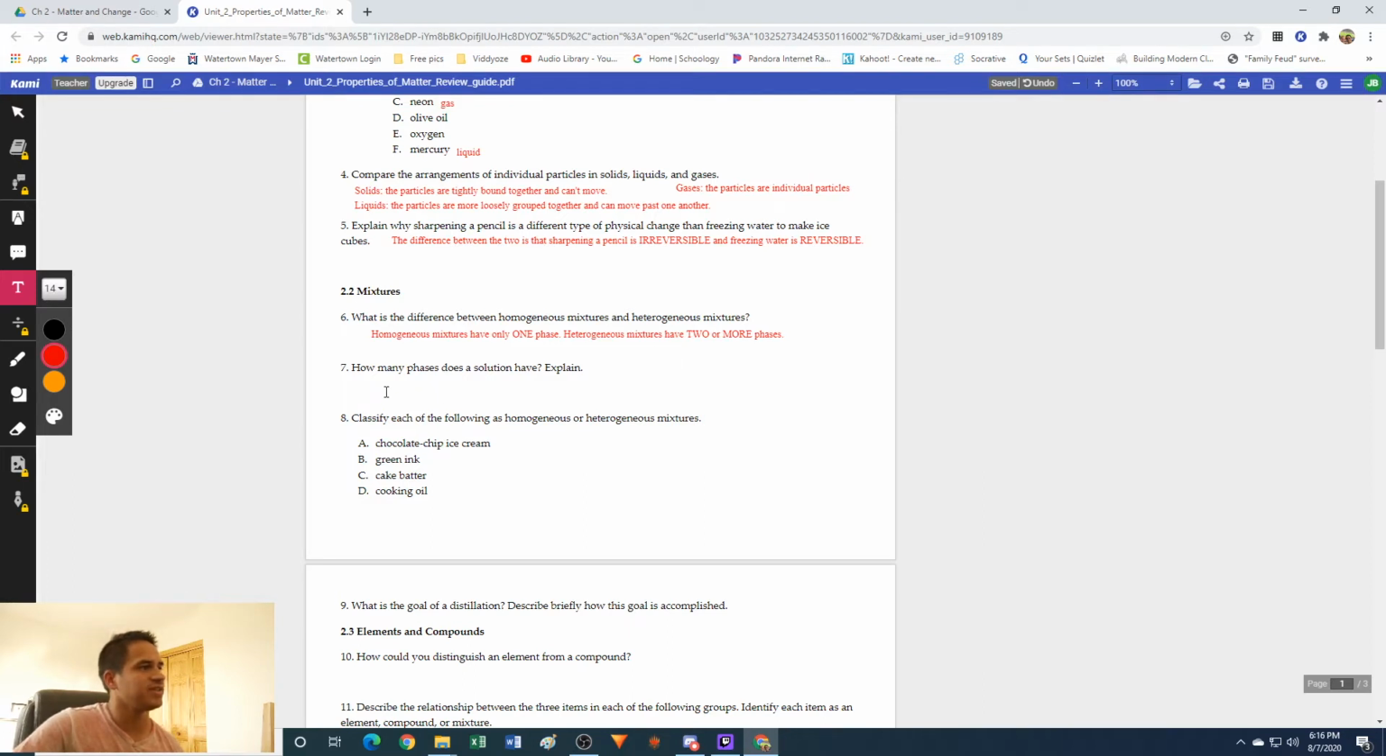All right, number 7, how many phases does a solution have? So number 7 is pretty much like number 6, only they're using the word solution, which, to remind ourselves, is just another word for a homogeneous mixture. So we basically have already answered this question. So we can say that a solution has one phase because it is a homogeneous mixture. Okay, so we basically already answered that with question 6.